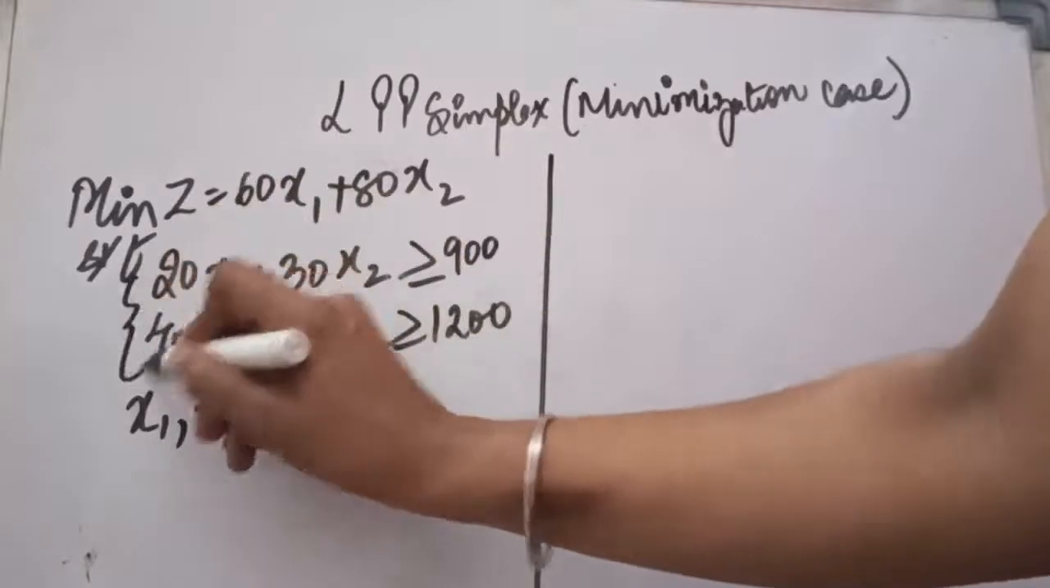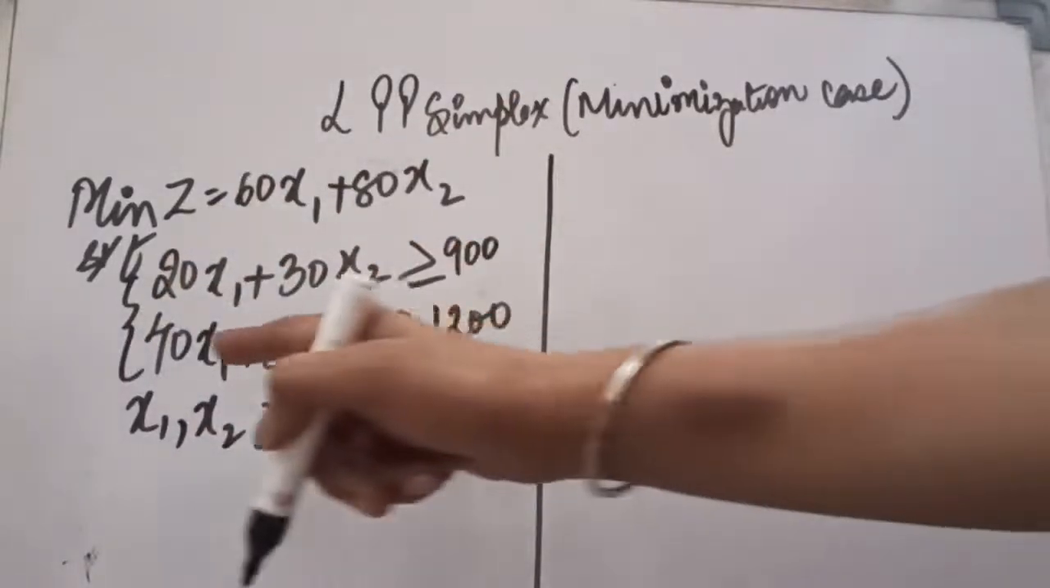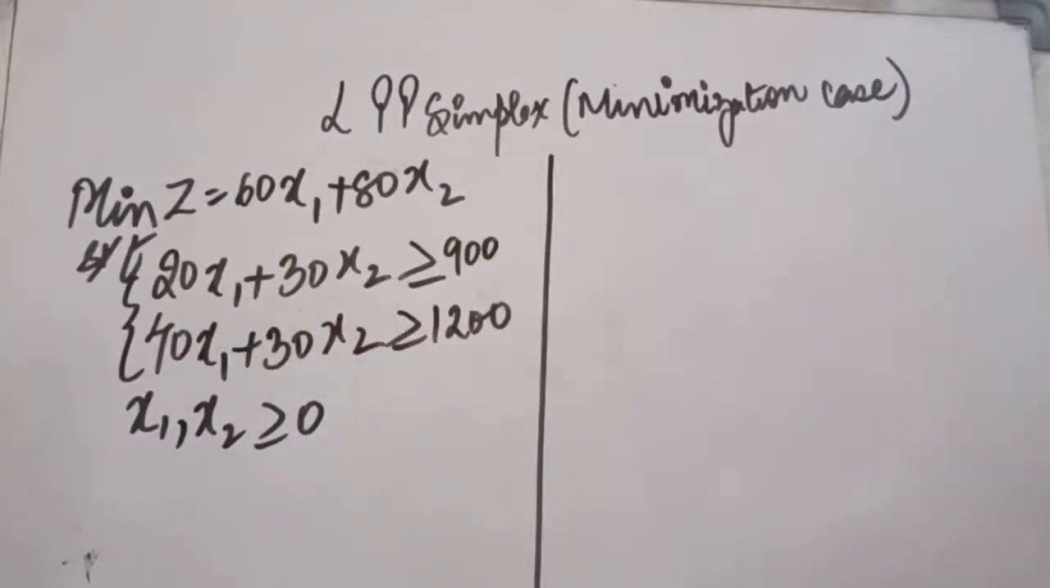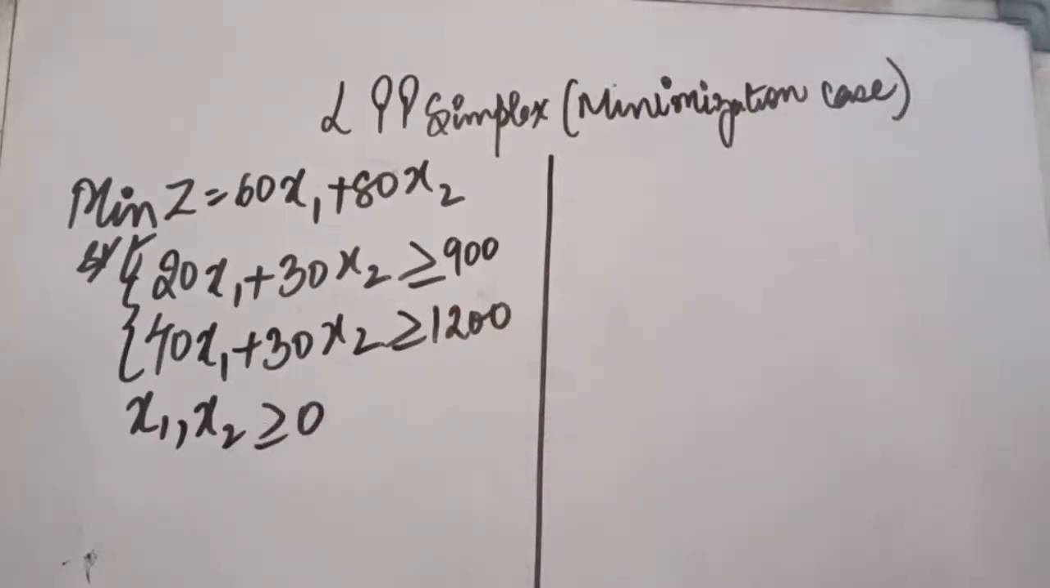Now in this question you can see the problem is of minimization: 60x1 plus 80x2. There are two constraints: 20x1 plus 30x2 with a greater than or equal to sign, 900. Then 40x1 plus 30x2 greater than or equal to 1200. And this is the non-negativity constraint, x1 and x2 are greater than or equal to 0.